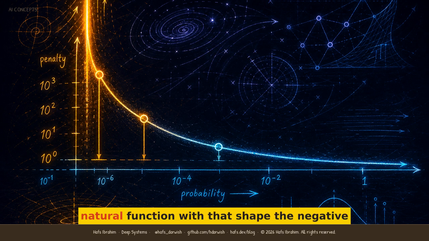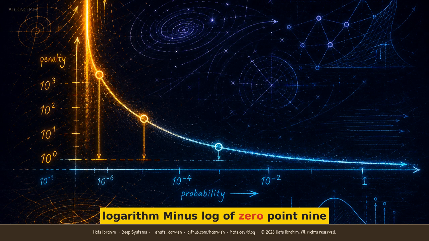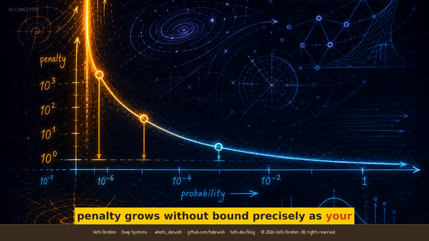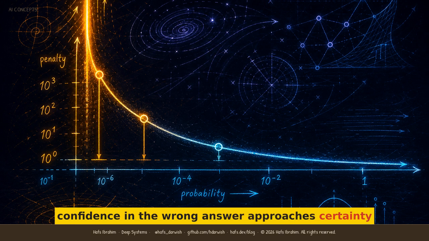There is exactly one natural function with that shape, the negative logarithm. Minus log of 0.9 is about 0.11. Minus log of 1/2 is 0.69. Minus log of 0.01 is 4.6. And minus log of 0 is infinite. The penalty grows without bound precisely as your confidence in the wrong answer approaches certainty.